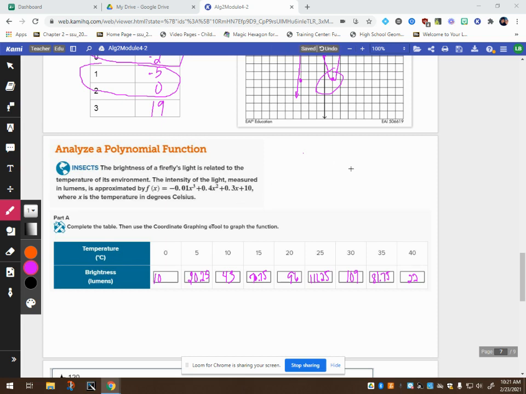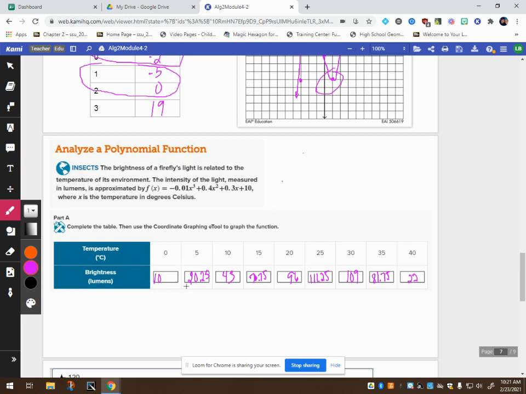I don't know why it jumped screens on me again. But anyway, back over here. So what we're talking about is, I picked up the wrong marker. We plugged in the numbers. We're talking about the intensity of the light. So if it's 0 degrees outside, the brightness is 10 lumens, all the way up to 40. If it's 40 degrees Celsius, it is 20 lumens.